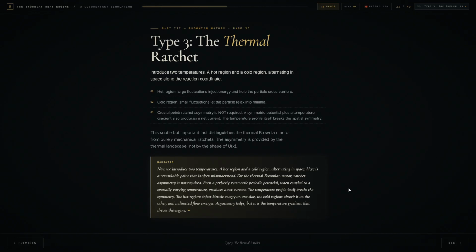Now we introduce 2 temperatures. A hot region and a cold region, alternating in space. Here is a remarkable point that is often misunderstood. For the thermal Brownian motor, ratchet asymmetry is not required. Even a perfectly symmetric periodic potential, when coupled to a spatially varying temperature, produces a net current. The temperature profile itself breaks the symmetry.